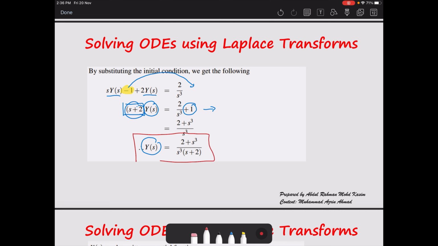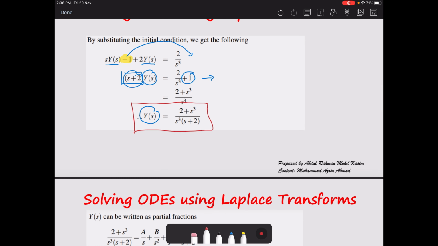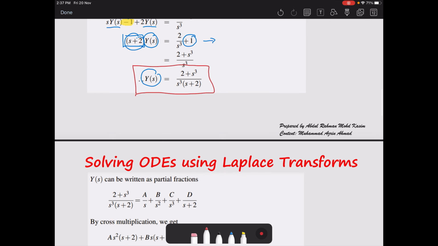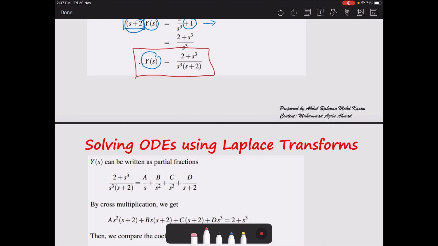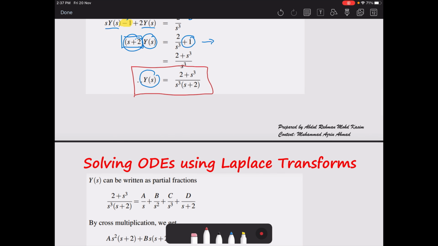So as we know, our ultimate goal is to find yt. In order to get yt from ys, you just need to inverse every single thing, all the terms in the left hand side and all the terms in the right hand side. When you inverse ys, you will get yt. So this is the one that we want to find. This means that here you need to continue and inverse the right hand side over here.